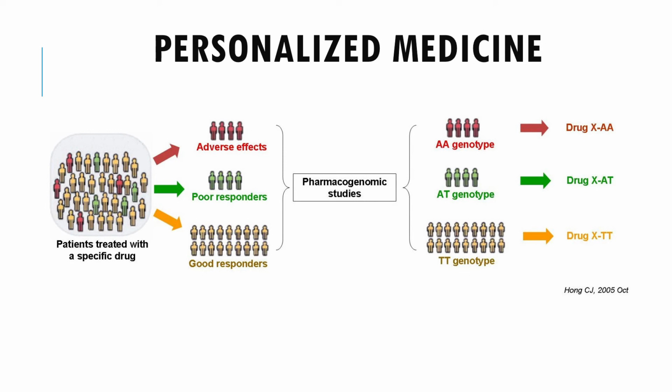We're on the left right now. We pool people together and we find a group of people that have adverse effects, a group that are poor responders, and a group that are good responders. Well, where we're going to is on the right, and this is where I'm getting to with coffee, fat, and vitamin C, and so on and so forth.